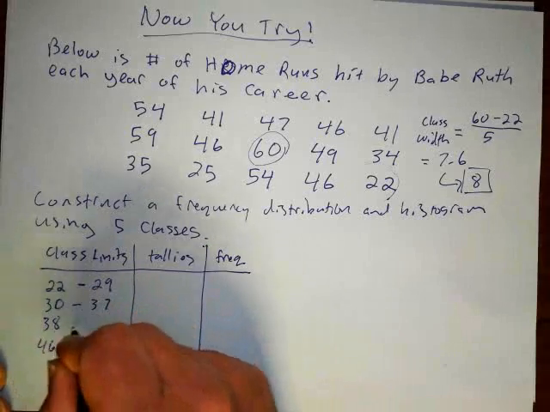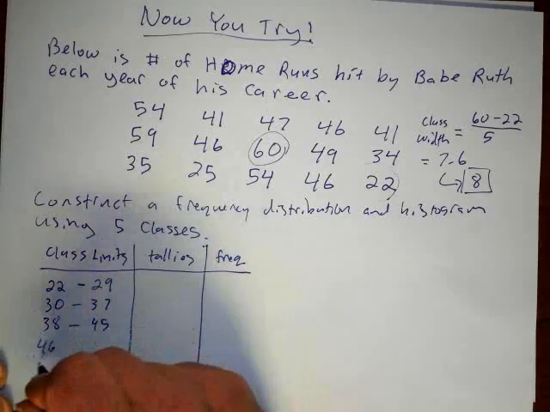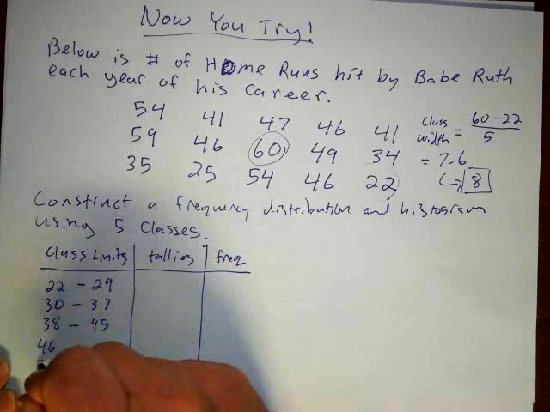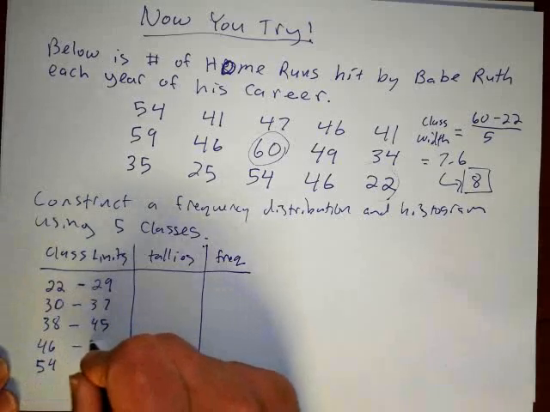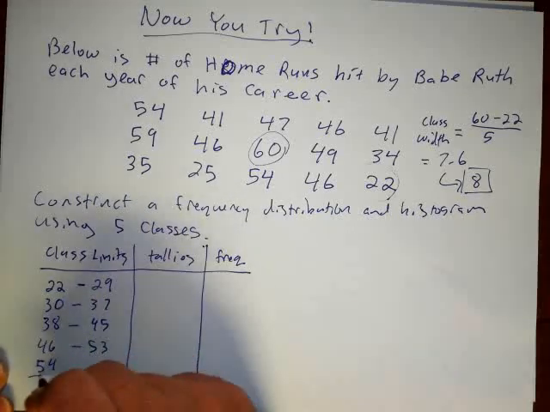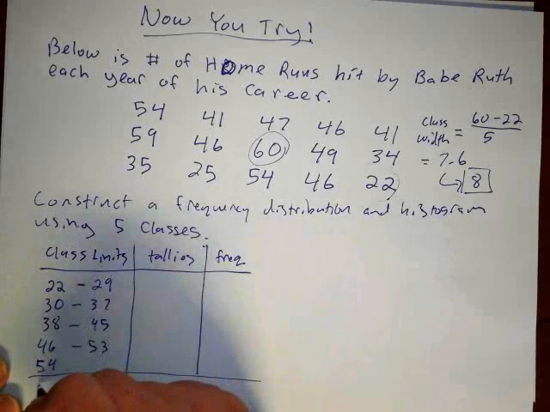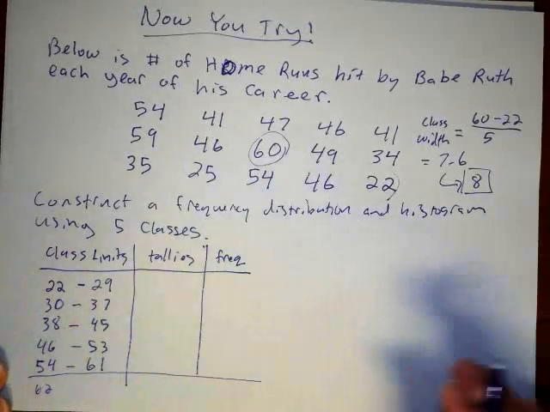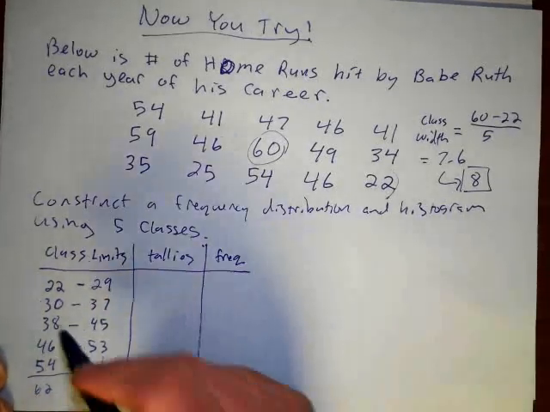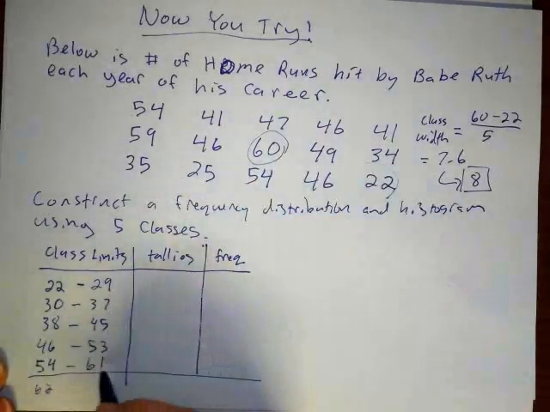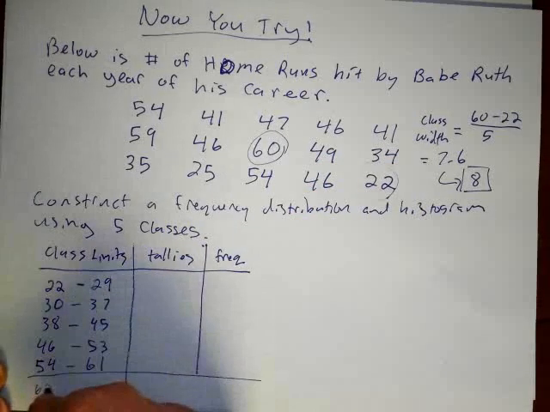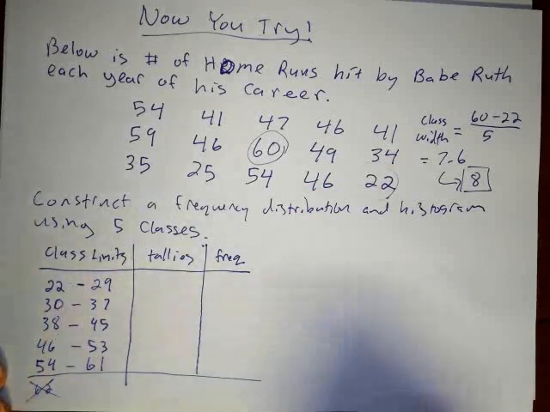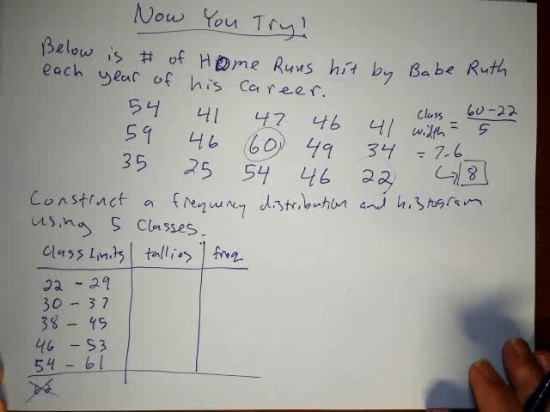Add 8. That'd be 46. This would be 45. Add 8. That would be 54. That would make this 53. And then if I add 8 again down here, that would be 62. That would make this 61. So those would be my 5 classes. The maximum value does belong in that last class. Technically you wouldn't need that, though you will use it on your histogram.